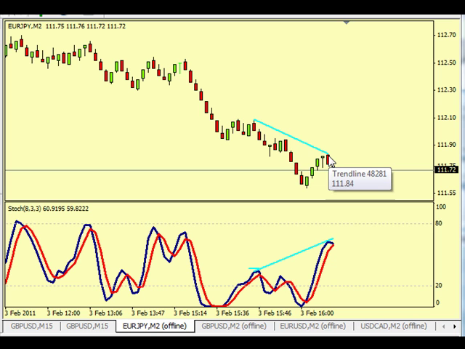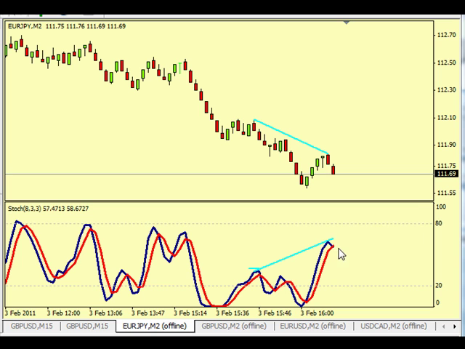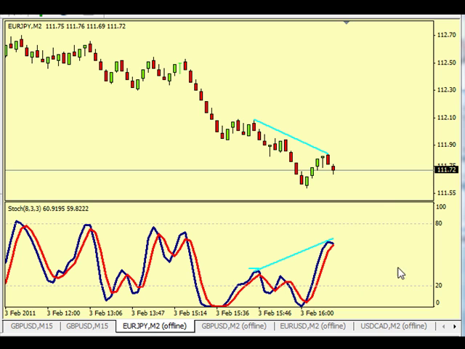So a lower high on the price and a much higher high on the stochastics. So I'm waiting for this to cross over and then I'll get short. So I'll wait for this candle to close basically, and if it closes down, then that'll make the stochastics cross and I'll get in short.